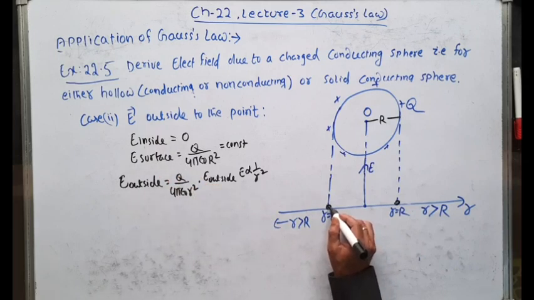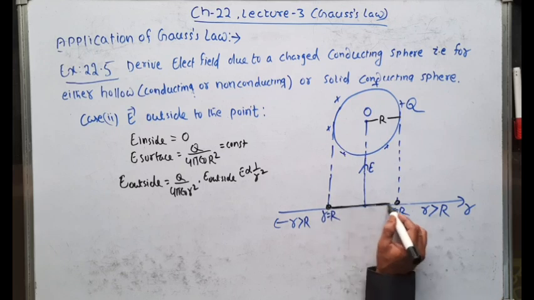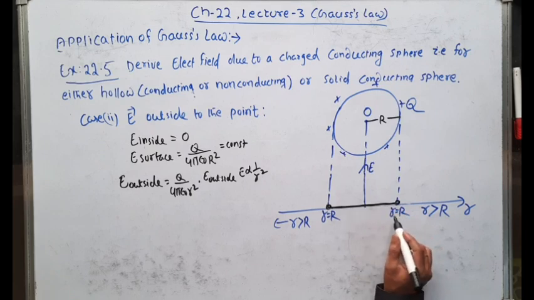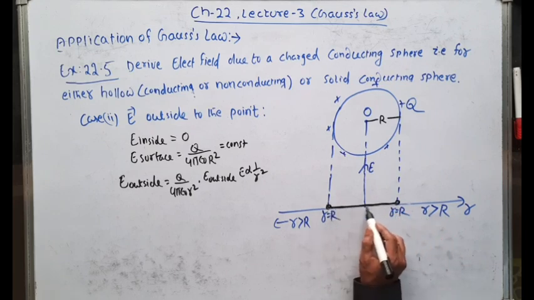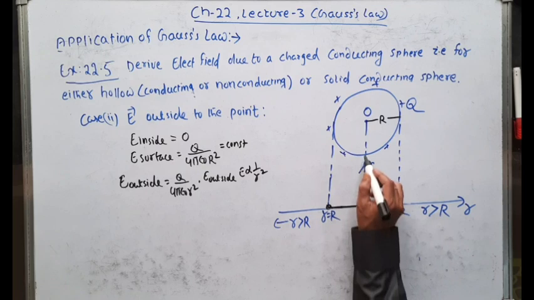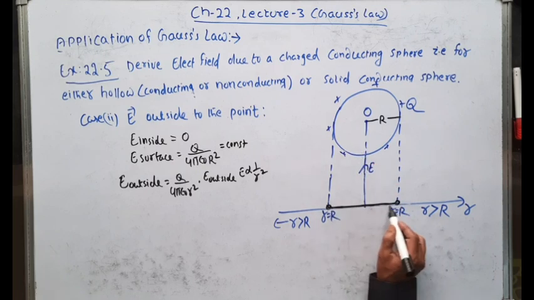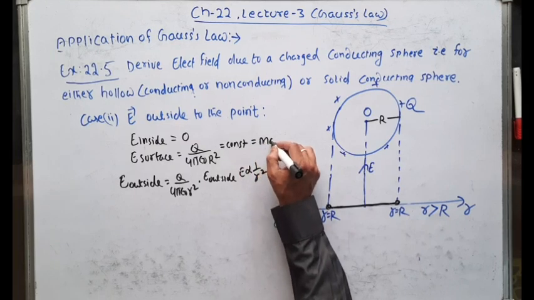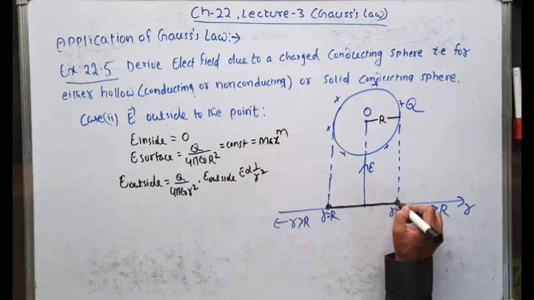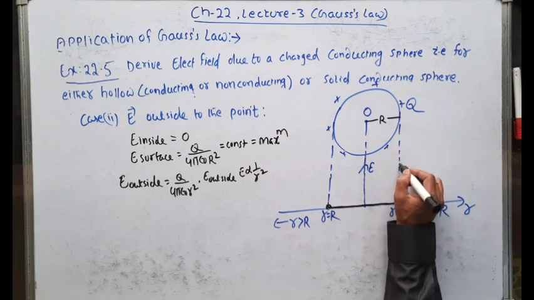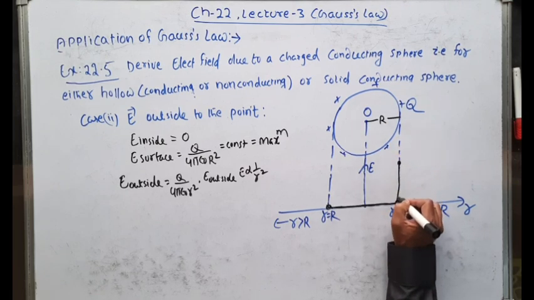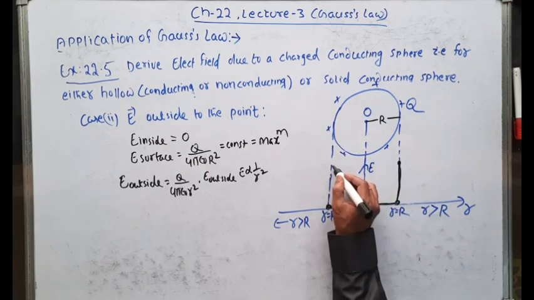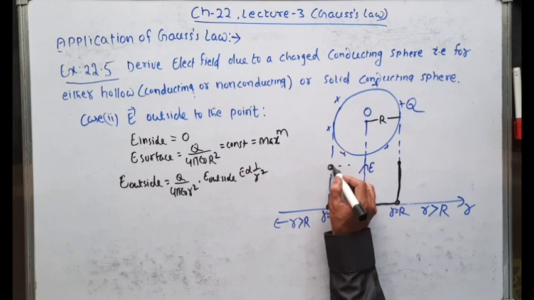So if I draw, this line is coinciding with which axis? The X-axis, that is represented by small r. Here electric field intensity is 0 because electric field intensity is taken in the y direction. And on the surface it is maximum. That is constant, but it is maximum. On the surface means this point. So here the electric field intensity is maximum.